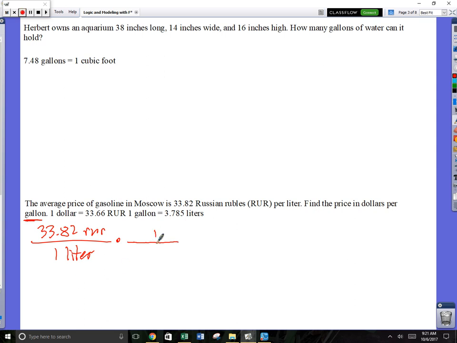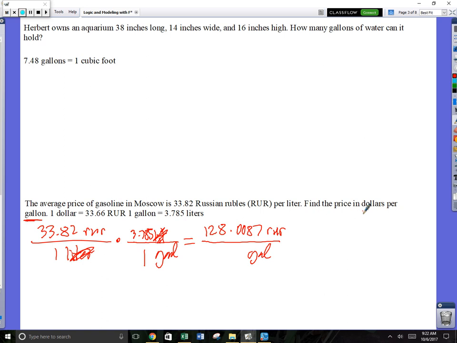If I got liters on bottom, I want liters on top, gallons on bottom, and I'm gonna use this. 1 gallon is 3.785 liters. So liters kills liters, and times your top is 33.82 times 3.75. So we got 128.0087 rubles per gallon.